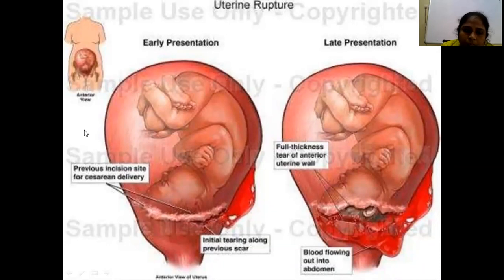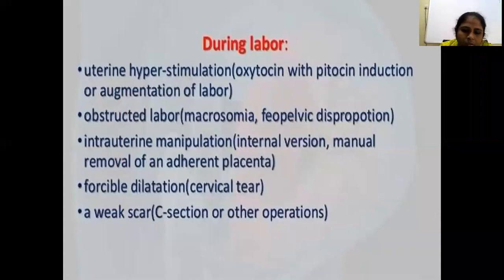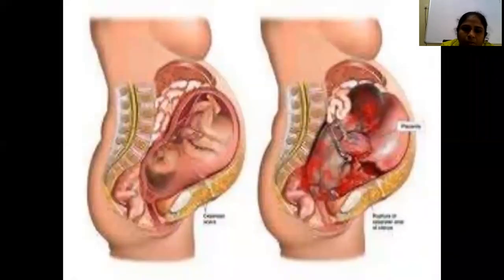If immediately when there are signs of rupture you open it, it looks almost like this, and if it is diagnosed late, it may look worse. So these are the causes of uterine rupture. This is also an image of the uterine rupture.